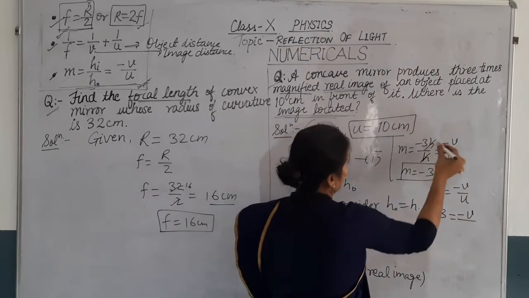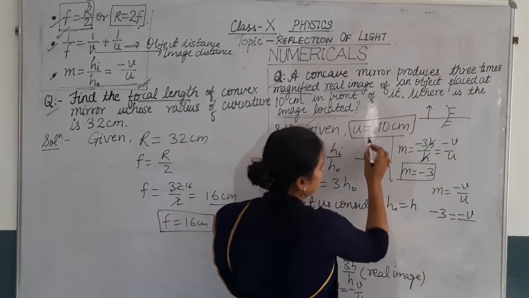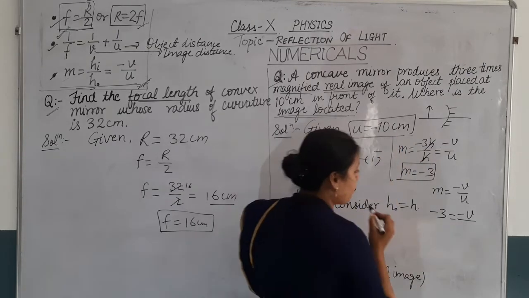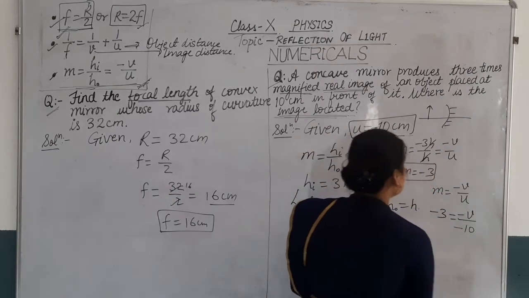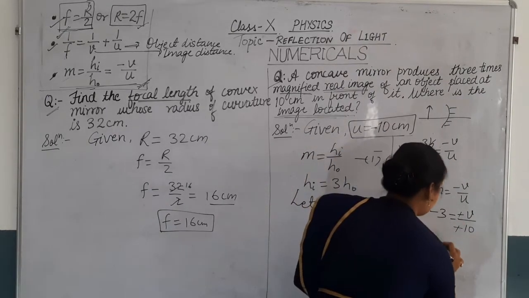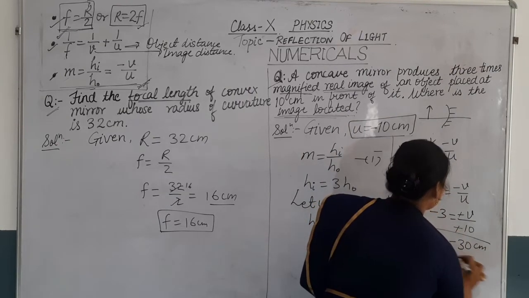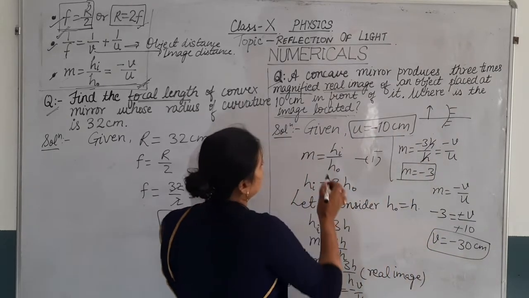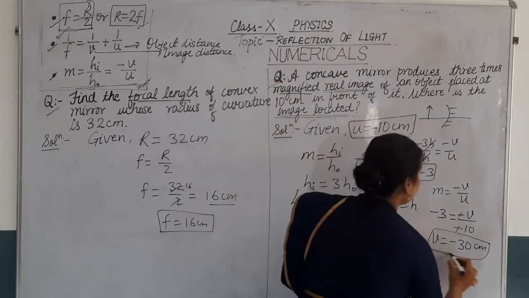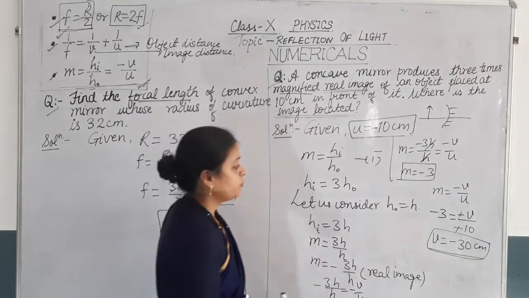But according to sign convention, if we consider, it is taken on the left side of the mirror. Left side distances are always negative. So U is equal to minus 10 centimeter. This minus sign will cancel this minus sign, and V will become minus 30, and the unit will be centimeter. So what have we found? We have found the location of the image, that is, where the image will be formed. The image will be formed at a distance of 30 centimeter from the mirror.